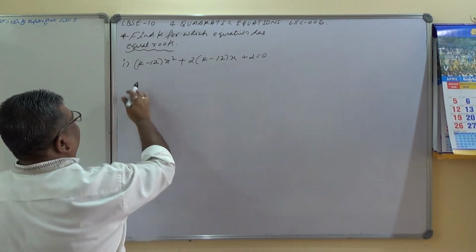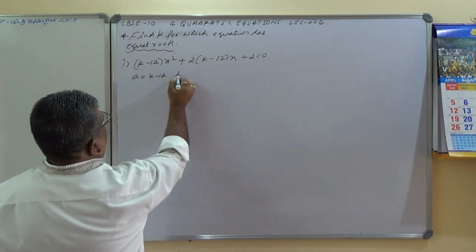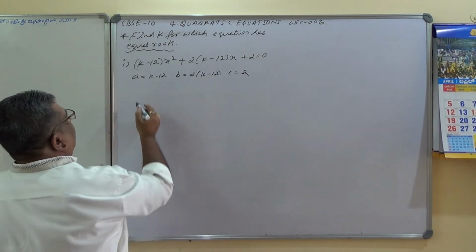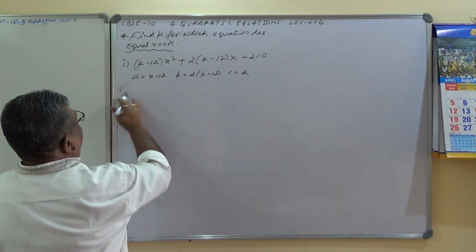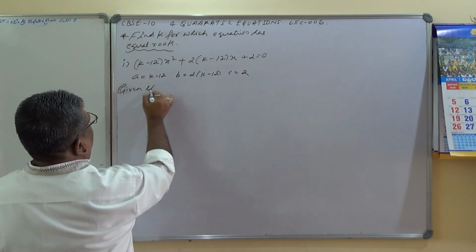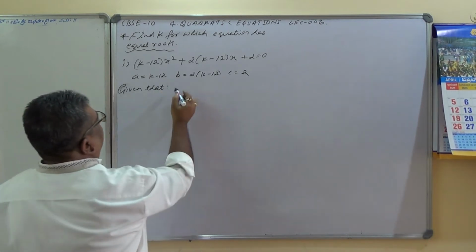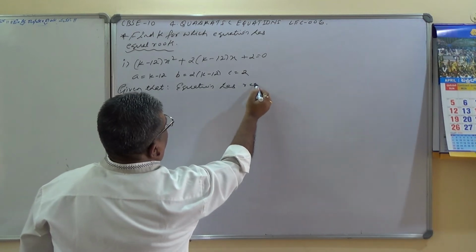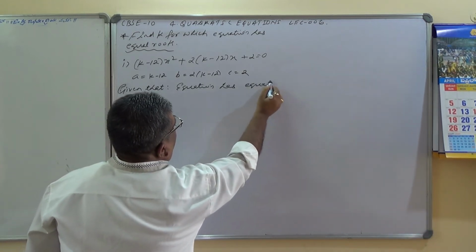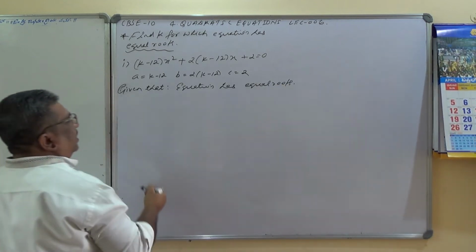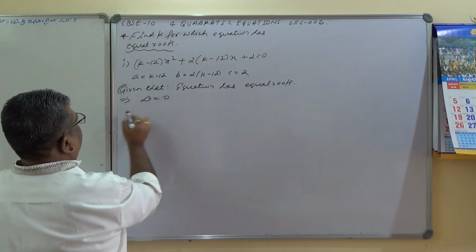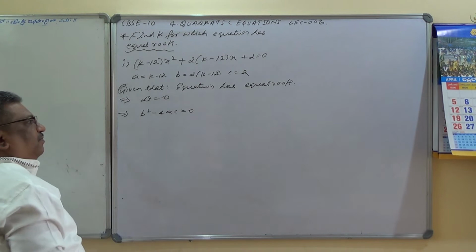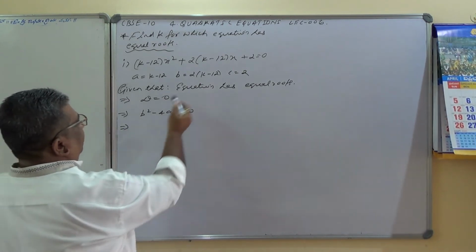Comparing with the standard equation, I get a equals k − 12. Given that the equation has equal roots, it implies b² − 4ac is equal to 0. Substitute the values now.